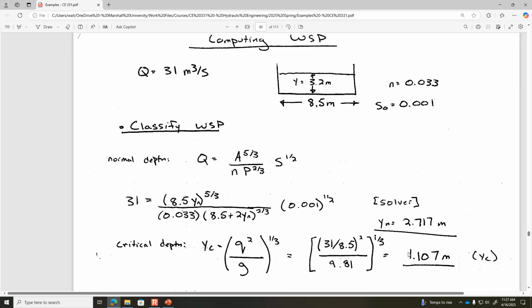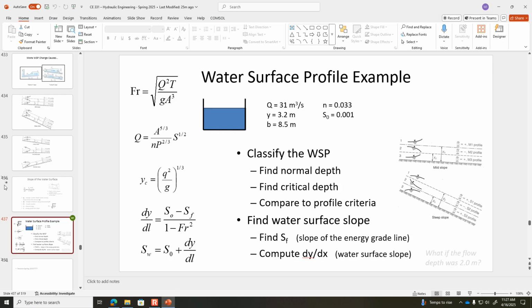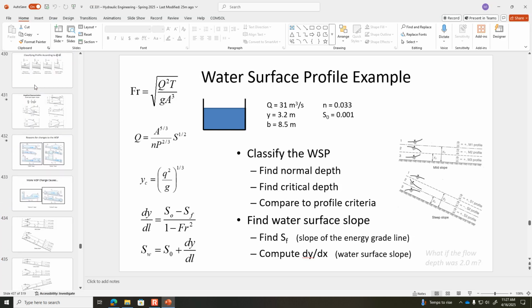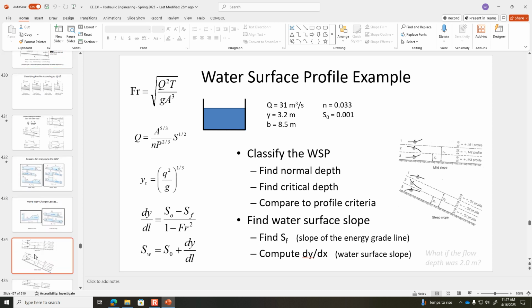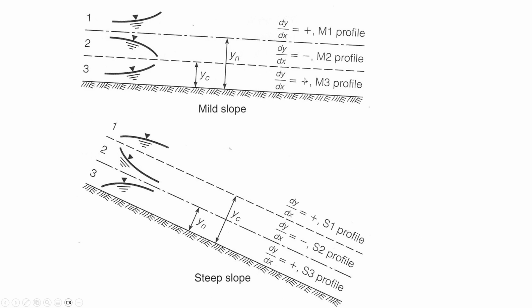So if we go back to the figures, we have a situation where it's a mild slope because critical is less than normal. So that's a mild slope. And then the measured water depth is deeper than either of those two. So it puts us into zone 1. So this is M1 profile. This is an M1.